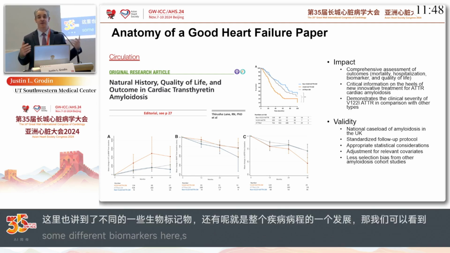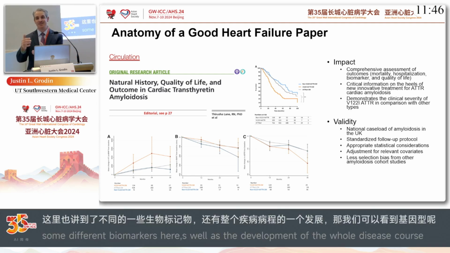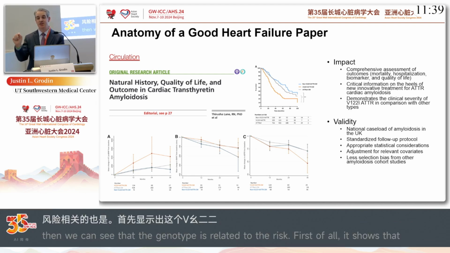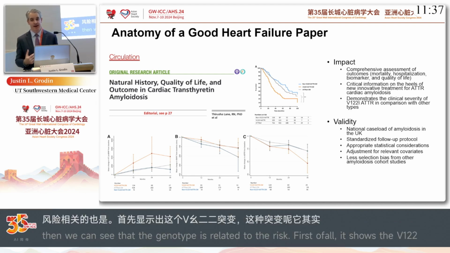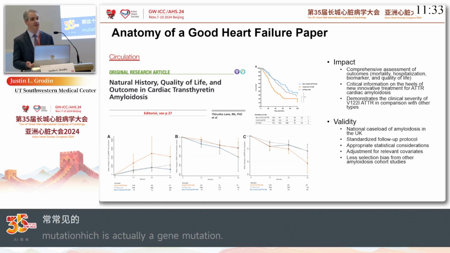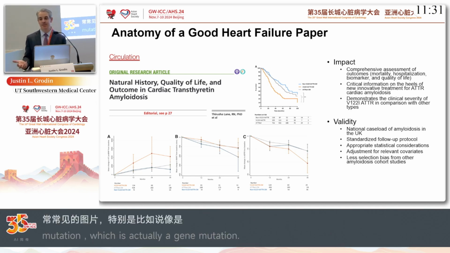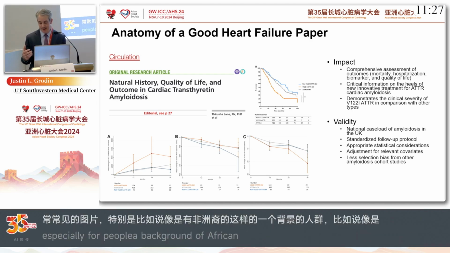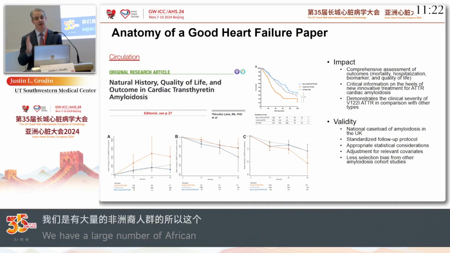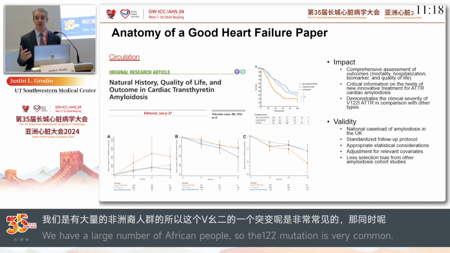And this was one of the first papers that demonstrated that the V122I mutation, which is a mutation in the transthyretin gene that is very common in individuals of African ancestry. So in the United States, we have 49 million people who have African ancestry. And so this is actually quite a prevalent mutation and is an important risk marker for the development of heart failure. And we saw that this was associated with a greater risk.